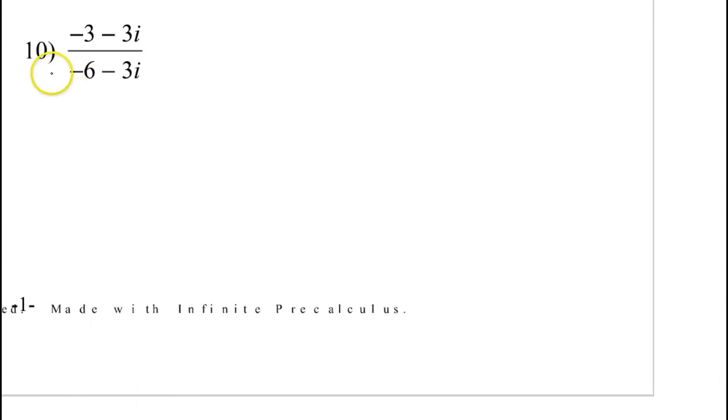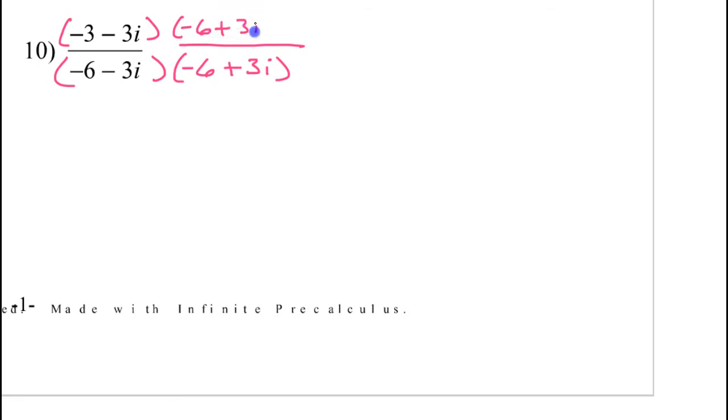Okay, looking at number 10. Again, we have a binomial in the denominator. So when you have a binomial, you multiply by the conjugate. So we keep the real term the same, but we do the opposite of the imaginary term. So I'm going to do plus 3i. This is the conjugate. So I have to do the same thing in the numerator though. Alright, it's all based on the denominator.